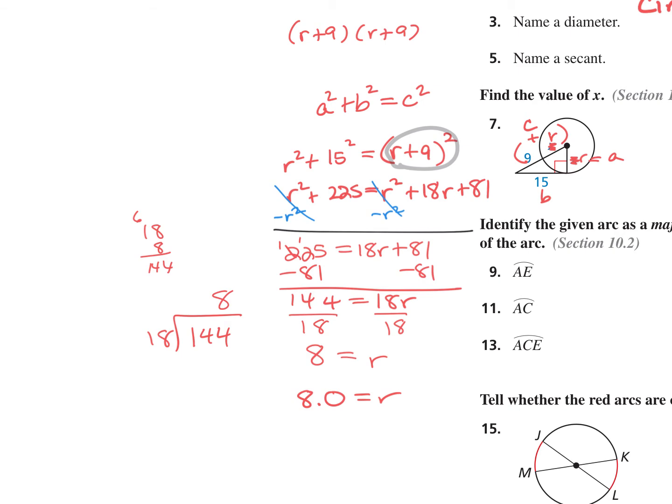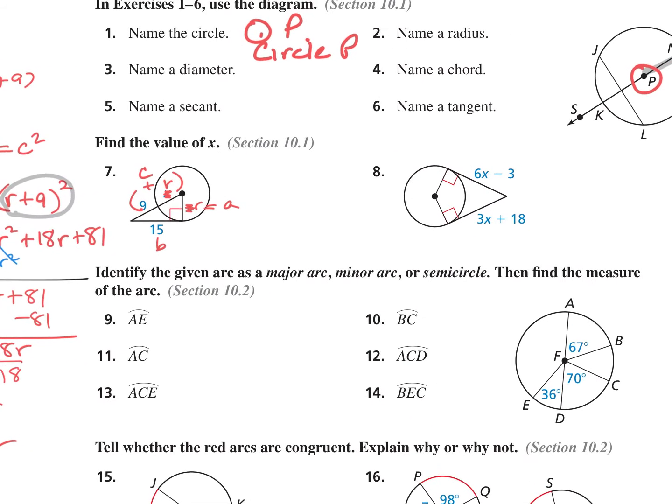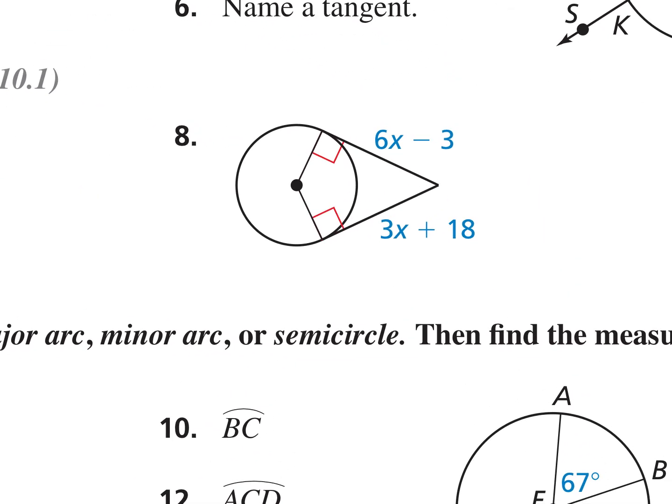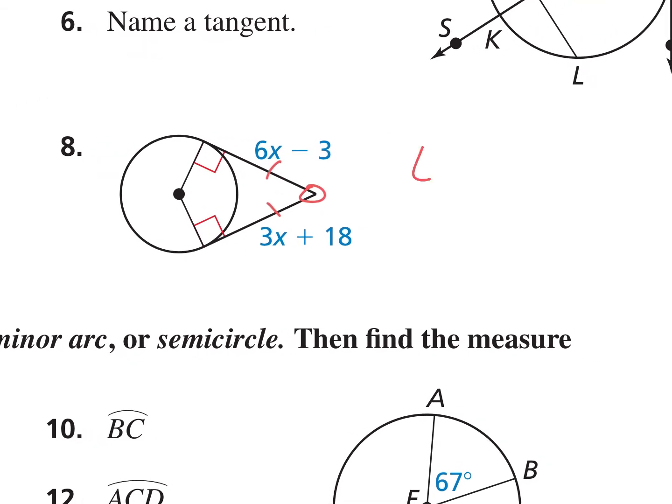Also be able to do a question like number 8. This was in the warm-up from last week. We learned a theorem that stated that when you have two tangent segments that intersect at the same common external point, which is here, these two tangent segments are congruent. So be able to set these two equal to each other. And in this case, we're finding the value of x.